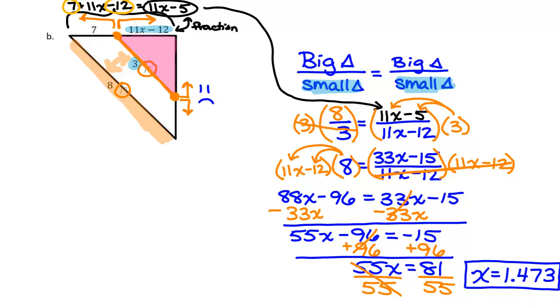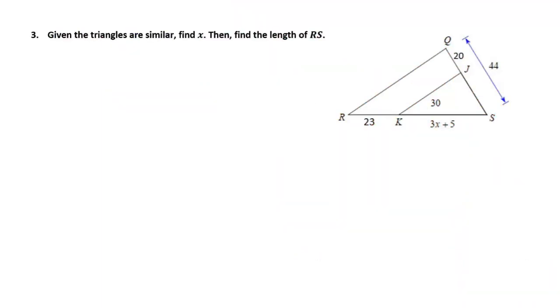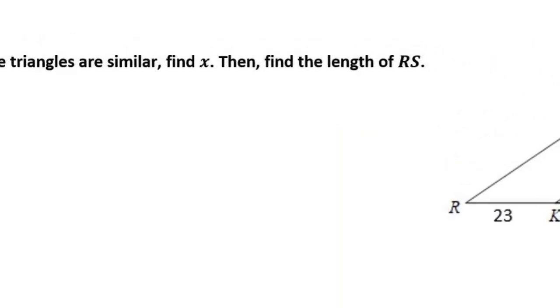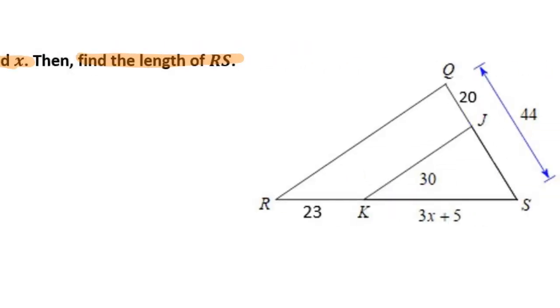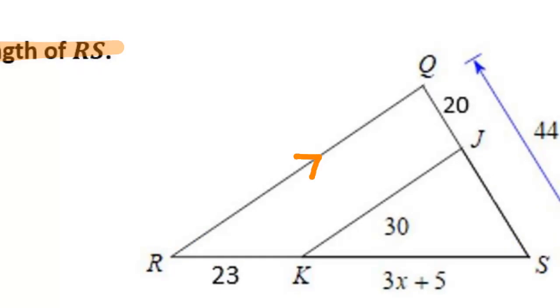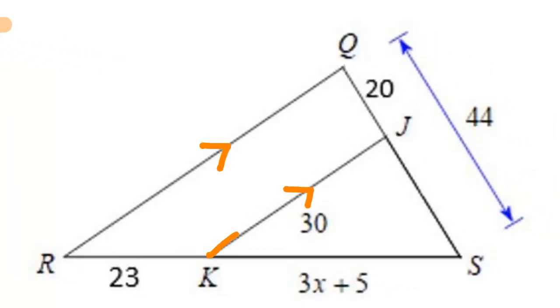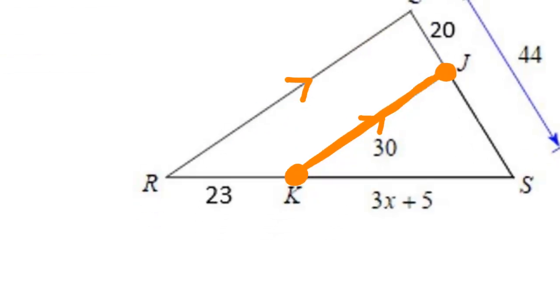Right, let's look at number 3. Given the triangles are similar, find x, then find the length of RS. They forgot to draw in the little arrows for parallel, but these two are parallel. So I have that inside parallel line. I'm going to follow that over to the other 2 walls of my triangle, the 2 that it touches. It touches at J and it touches at K.